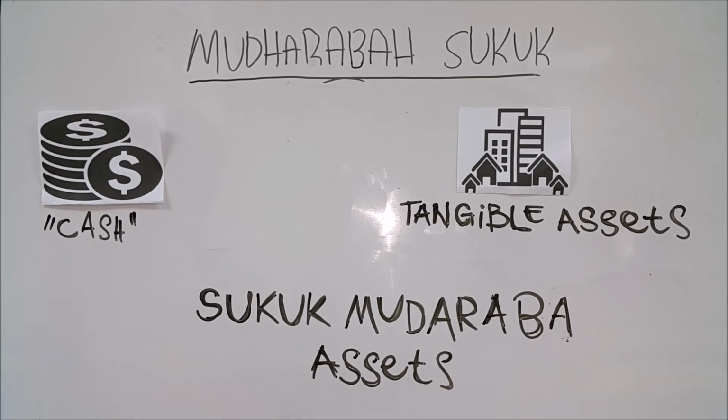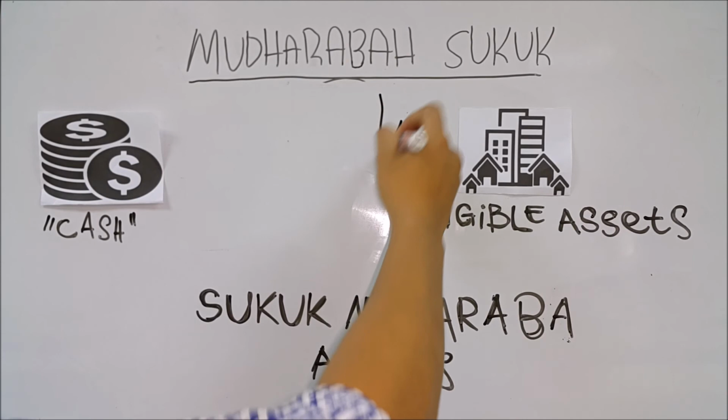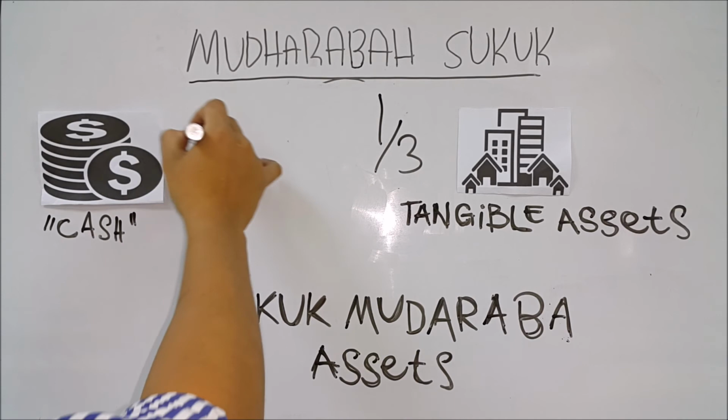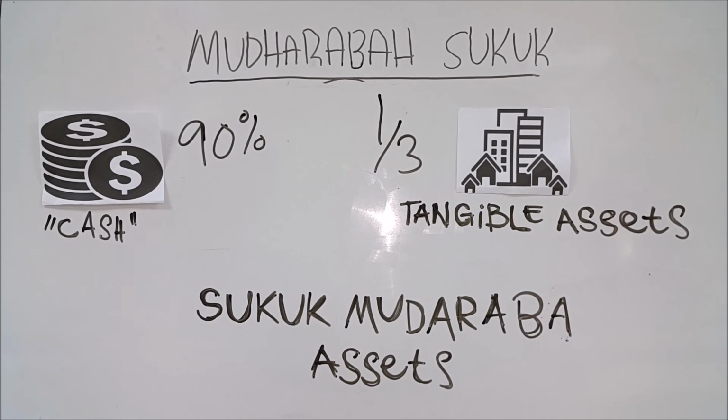For mudaraba sukuk to be tradable, at least one-third of the sukuk mudaraba assets should be in tangible form. To serve the purpose of sukuk, tangible forms can be used to generate profit, where they could be invested. However, it is a common practice that up to 90% of the sukuk mudaraba assets is kept in cash form, and only the balance of 10% is invested in certain businesses. This conduct will affect the tradability of sukuk because, in general, sukuk has to have tangible assets behind it. Because in a total investment of cash, it will incur riba in its premium.